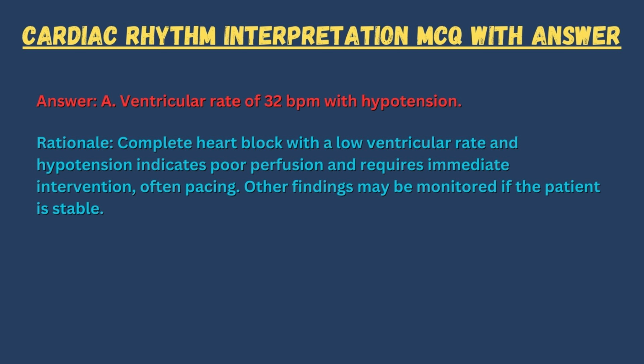Answer. A. Ventricular rate of 32 BPM with hypotension. Rationale: complete heart block with a low ventricular rate and hypotension indicates poor perfusion and requires immediate intervention, often pacing. Other findings may be monitored if the patient is stable.